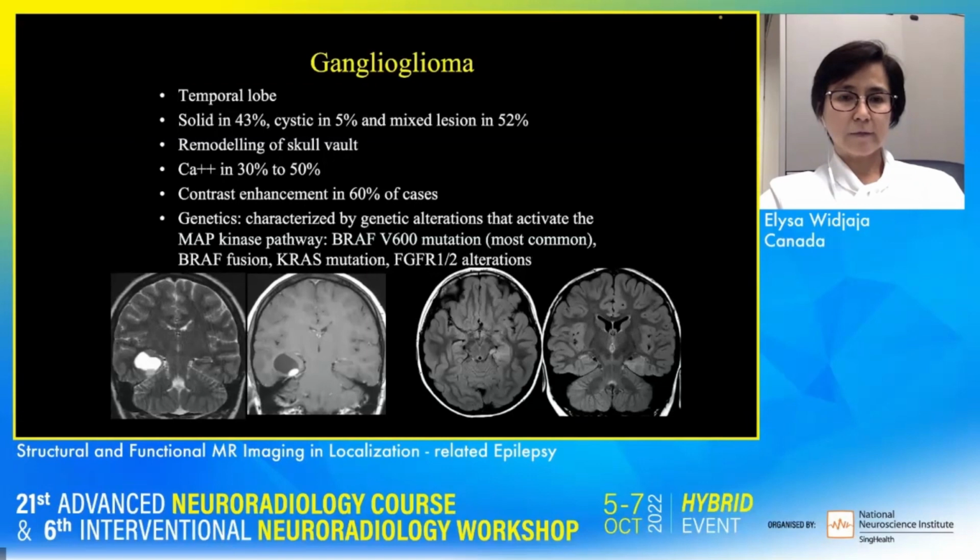Calcification is present in 30 to 50% of cases, and enhancement is seen in about 60% of cases. The most common mutation encountered in ganglioglioma is the BRAF mutation.